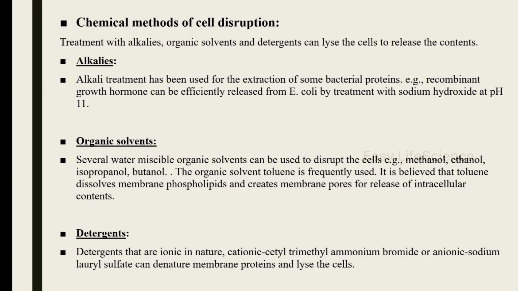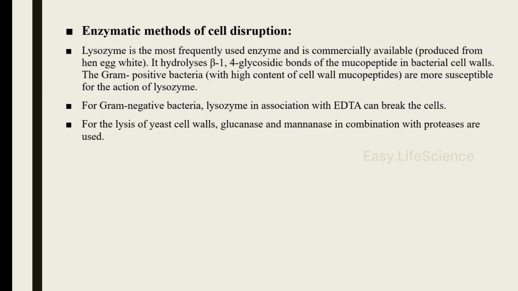Detergents. Detergents that are ionic in nature, cationic, such as cetyl trimethyl ammonium bromide, or anionic, such as sodium lauryl sulfate, can denature membrane proteins and lyse the cells. Enzymatic methods of cell disruption. In this method, enzymes are used to lyse the cells. Lysozyme is the most frequently used enzyme and is commercially available.